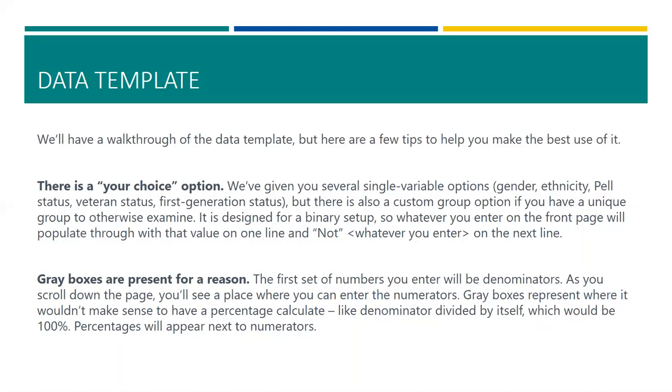Your gray boxes are present for a reason. The gray boxes are where it wouldn't make sense to have a percentage. So they're next to the denominators. You can't have a denominator divided by itself, or you would, but it'd be 100%. So therefore it says don't enter something here. That's the main reason for that.